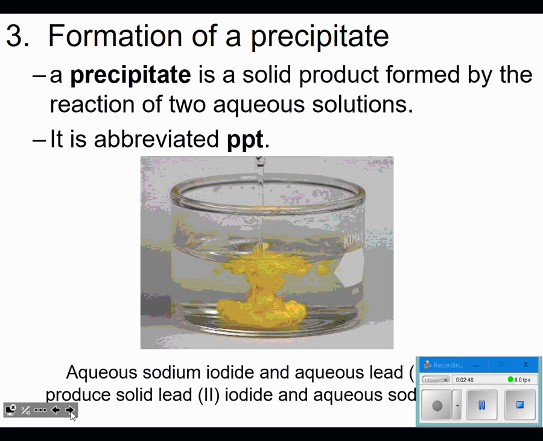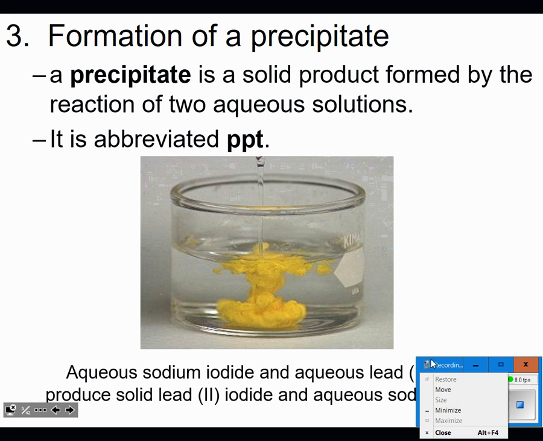And so here we have an aqueous sodium iodide solution and an aqueous lead, I think it's lead chloride. I hate to move this because once I move it, it starts being weird. But when you put the two solutions together, it creates this solid lead iodide, which is this yellow color. And I believe it's sodium chloride, so it ends up being just a salt solution as well.